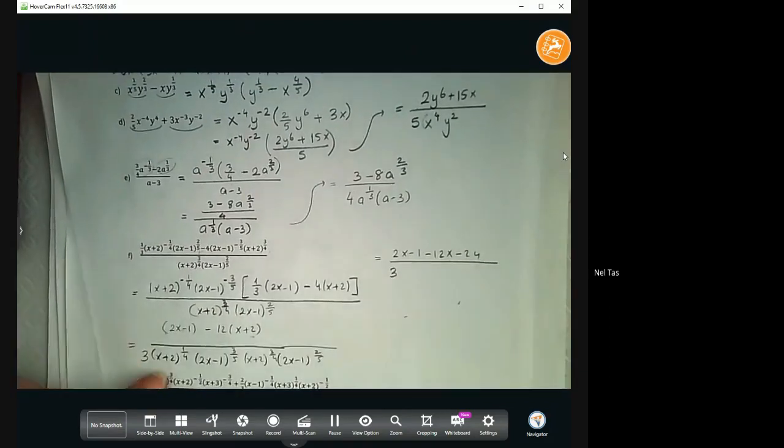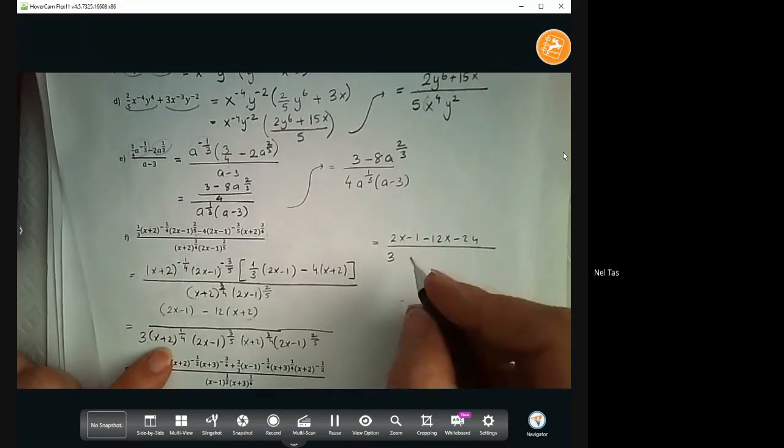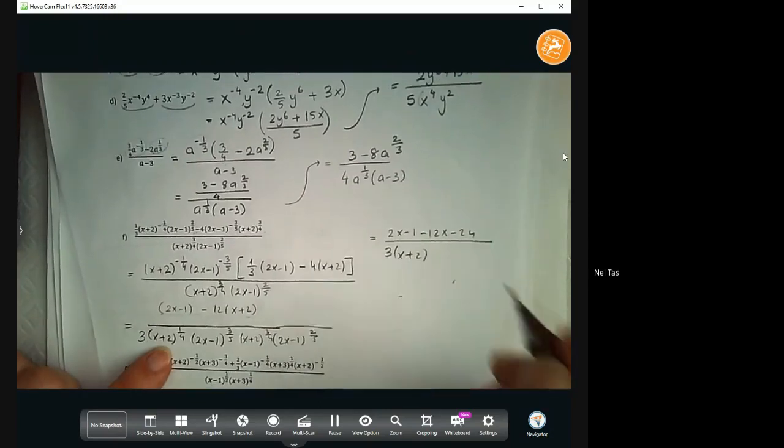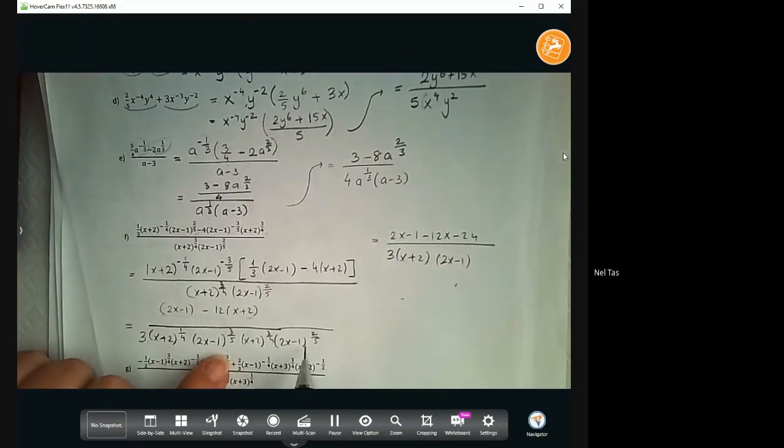Now we have to collect the terms. Okay, so we are multiplying here x plus 2 to the power of 1 over 4, x plus 2 to the power of 3 over 4. When you multiply, you add the exponents. So 1 over 4 plus 3 over 4 gives you 4 over 4, which is 1. So 3 times x plus 2. So 2x minus 1. Now collect these ones. So exponent is 3 over 5, 2 over 5. Add them, 5 over 5 gives you 1.